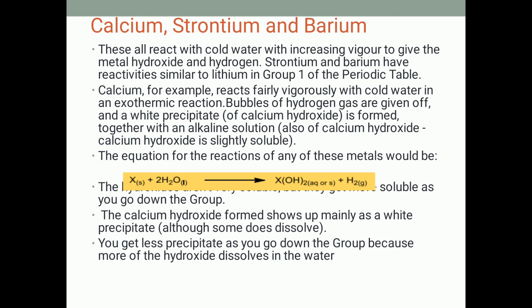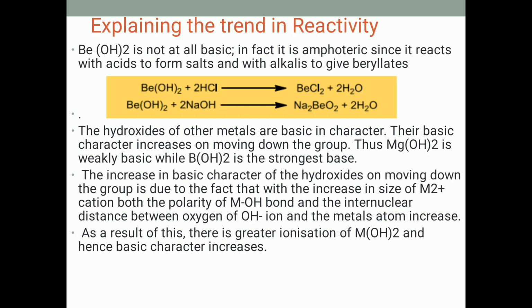The hydroxides are not very soluble, but they get more soluble as you go down the group. The calcium hydroxide formed shows up mainly as a white precipitate. You get less precipitate as you go down the group because more of the hydroxide dissolves in the water. Explaining the trend in reactivity. Beryllium hydroxide is not at all basic.